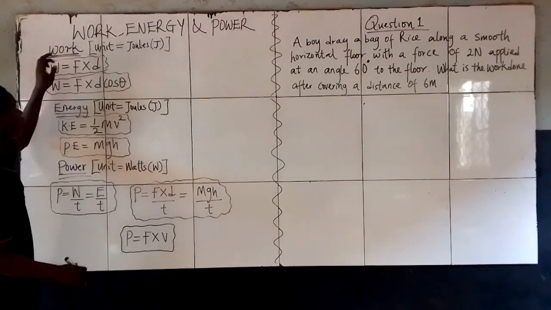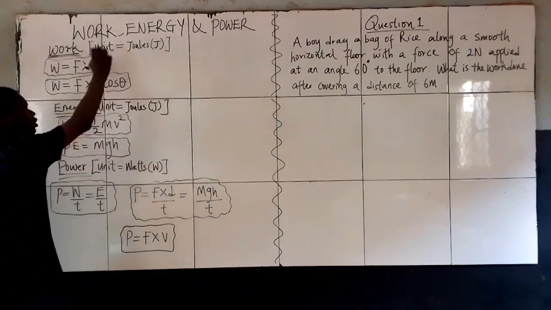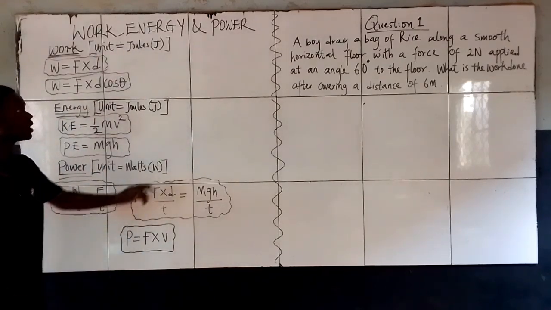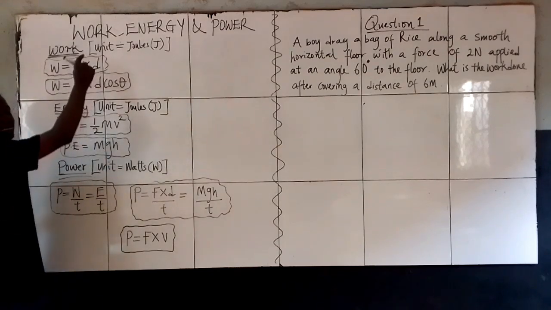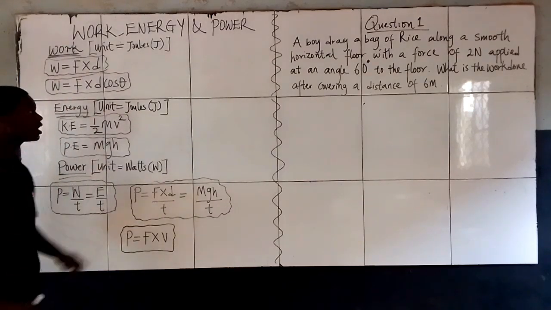Now for work, first thing first, the unit of work is Joule, symbolized as J. And the major formula for work is force times distance. That is the main formula for work.